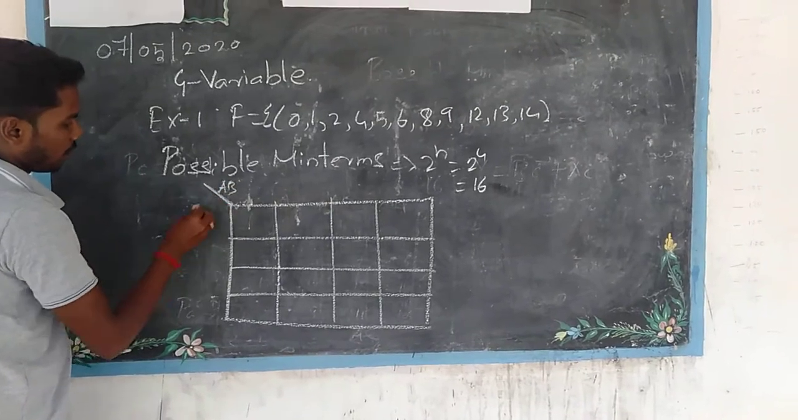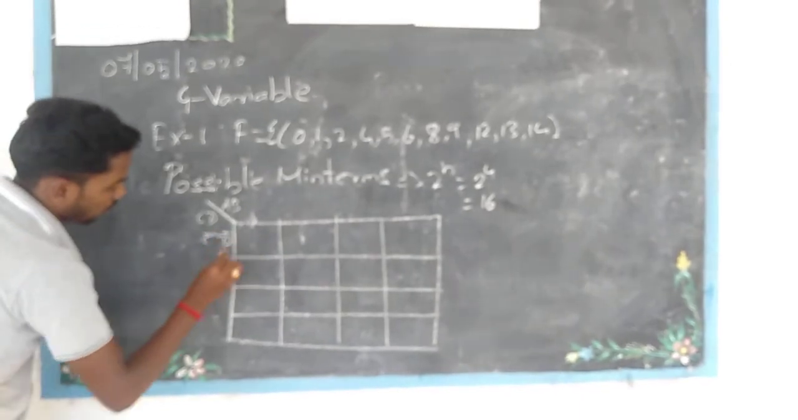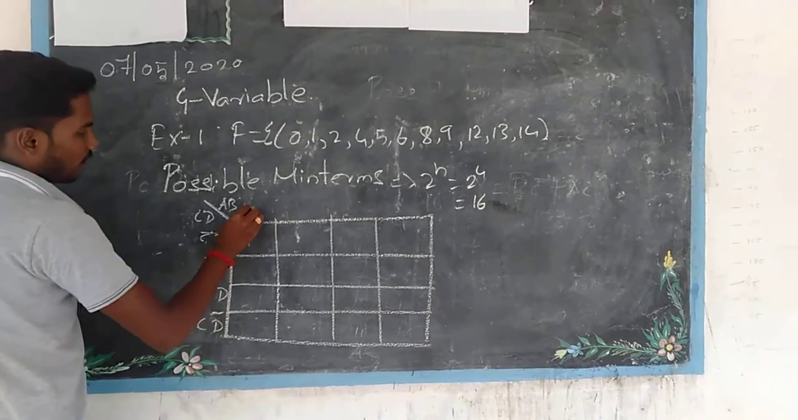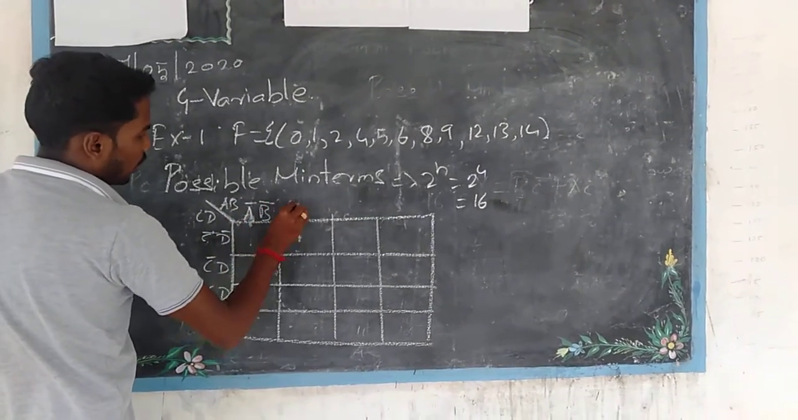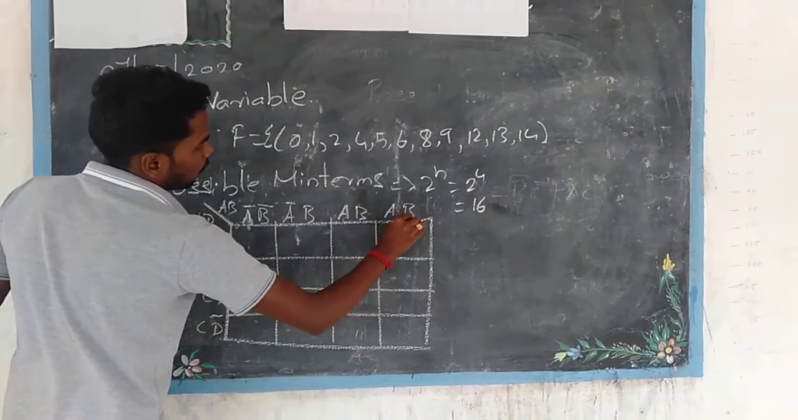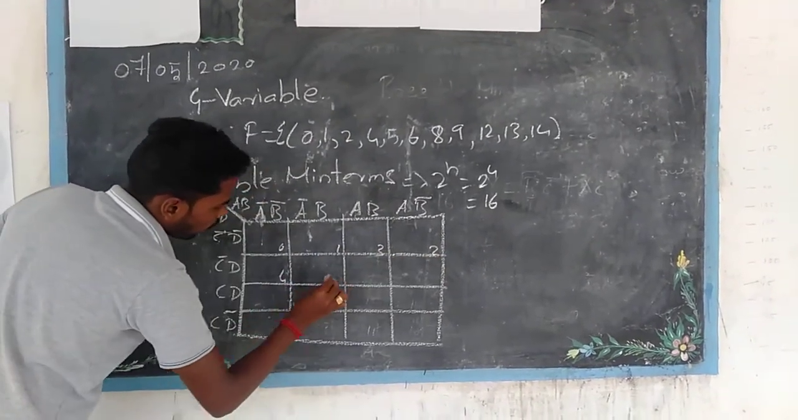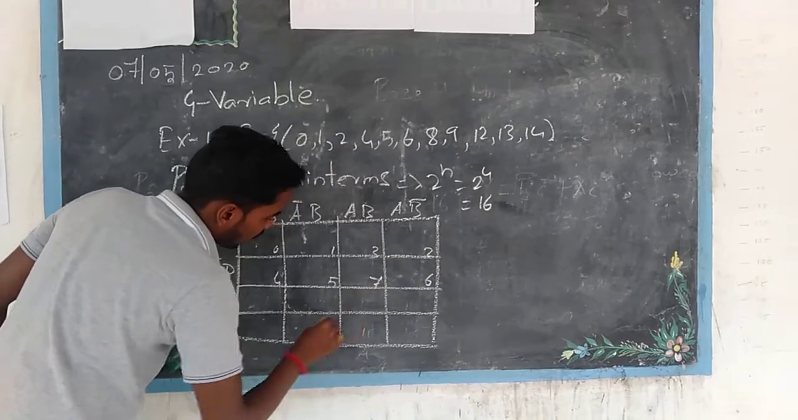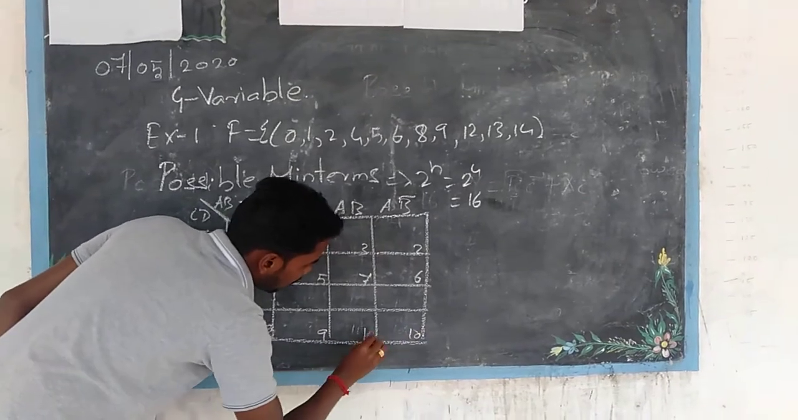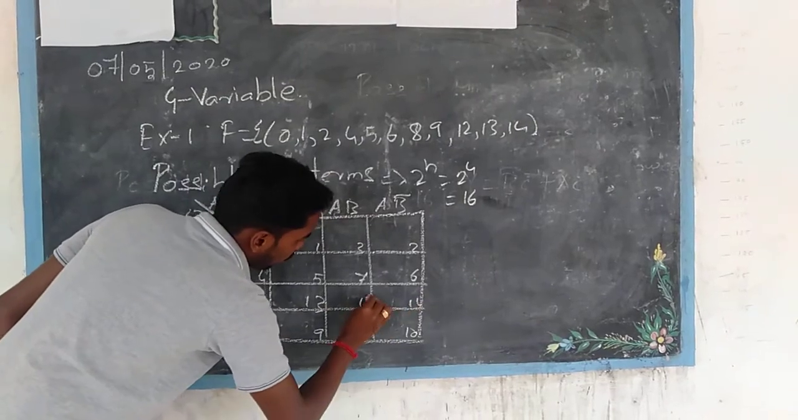Then the column labels are A, B, C, D: A bar, B bar, A bar, B, A, B, A, B bar, and C bar, D bar, C bar, D, C, D, C, D bar. The cells are numbered 0, 1, 2, 3, 4, 5, 6, 7, then the last row 8, 9, 10, 11, then the previous row 12, 13, 14, 15.